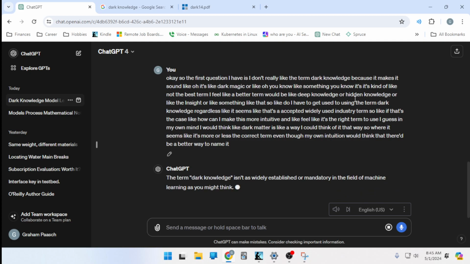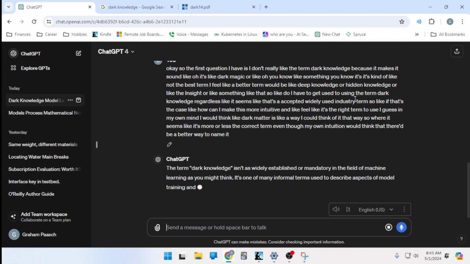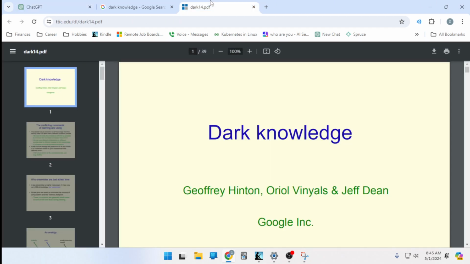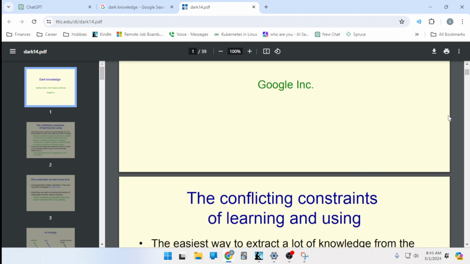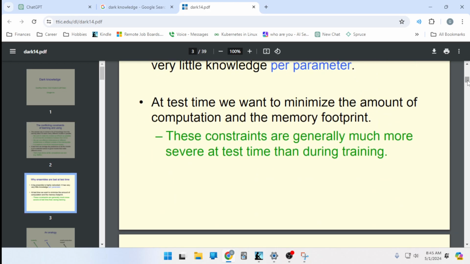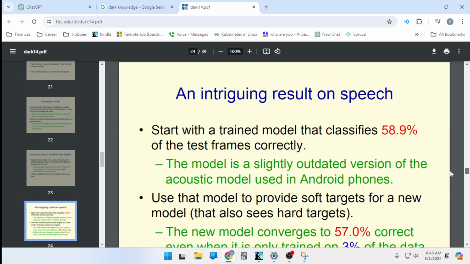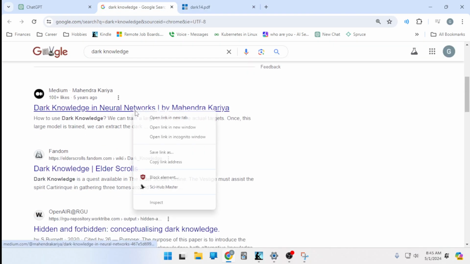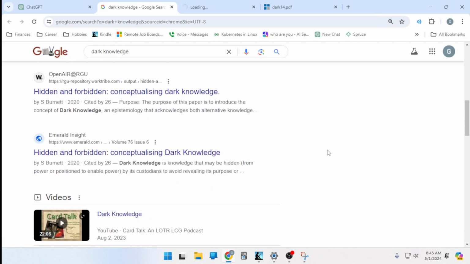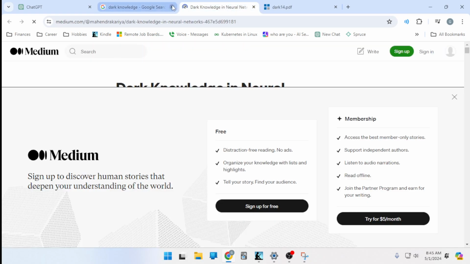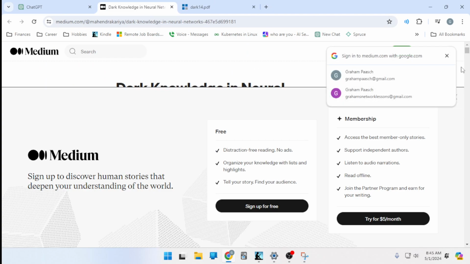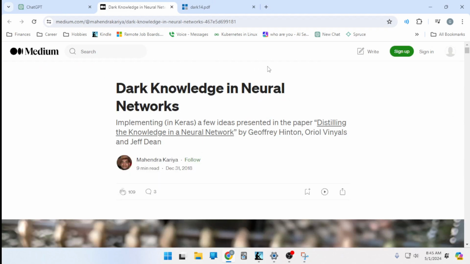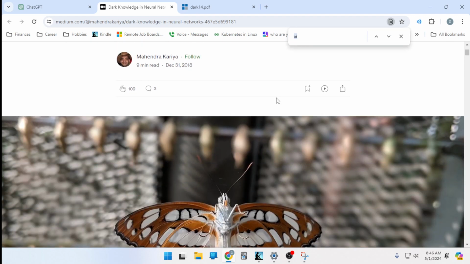The term dark knowledge isn't as widely established or mandatory in the field of machine learning as you might think. Oh, it isn't? Okay, good. I do see it here. It's one of many informal terms used to describe aspects of model training and the insights that models gain, which aren't immediately apparent just by looking at the model's parameters or outputs. The term tries to evoke the idea of knowledge that is there but not directly visible, much like dark matter in physics. Your intuition to seek alternative terms like deep knowledge, hidden knowledge, or the insight is perfectly valid and might resonate better with your understanding or the audiences you communicate with. These terms can be more descriptive and less metaphorical, which might help make the concept clearer or more approachable.